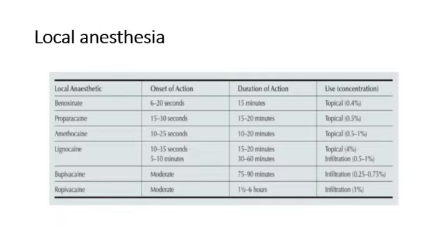So the commonly used drugs for local anesthesia are benoxinate, proparacaine, amethocaine, lignocaine, bupivacaine, and ropivacaine. So proparacaine is commonly used as a topical agent. Concentration is 0.5%. Onset of action is in 15 to 30 seconds, and duration of action is 15 to 20 minutes.